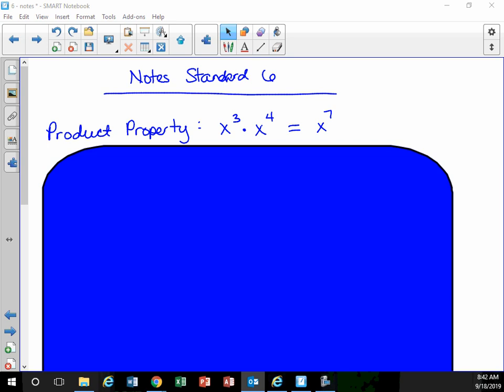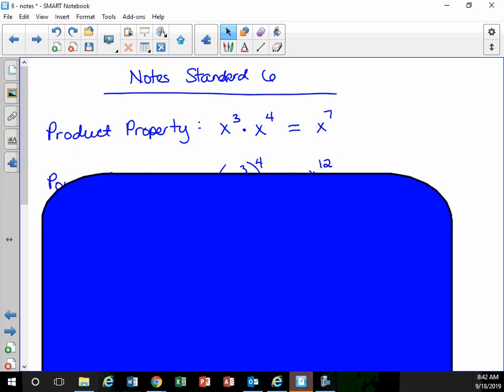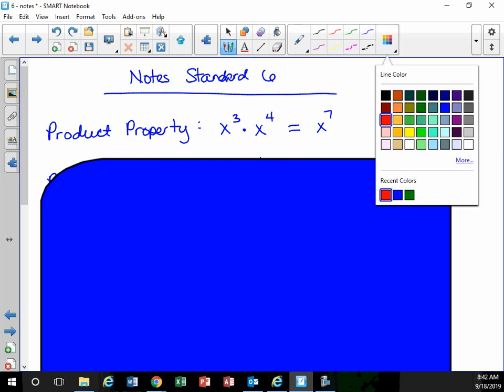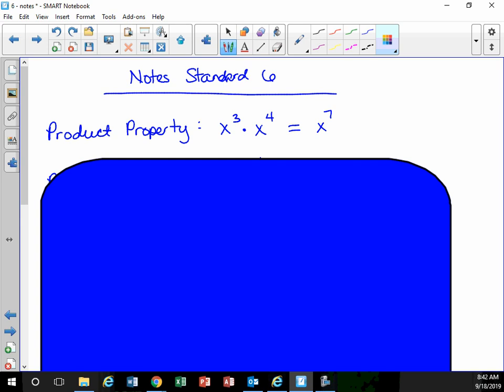All right, guys, do you remember product property? When you're multiplying, if you have the same base, you just add the exponents. Yes? Okay. And let me show you, I think you guys are all fine with it, but why this works, it's not just a memorization thing. So x cubed, that's x times x times x, right? And x to the 4th is 1, 2, 3, 4. So how many x's are there? 7. So that's why it's x to the 7th, okay? All right.